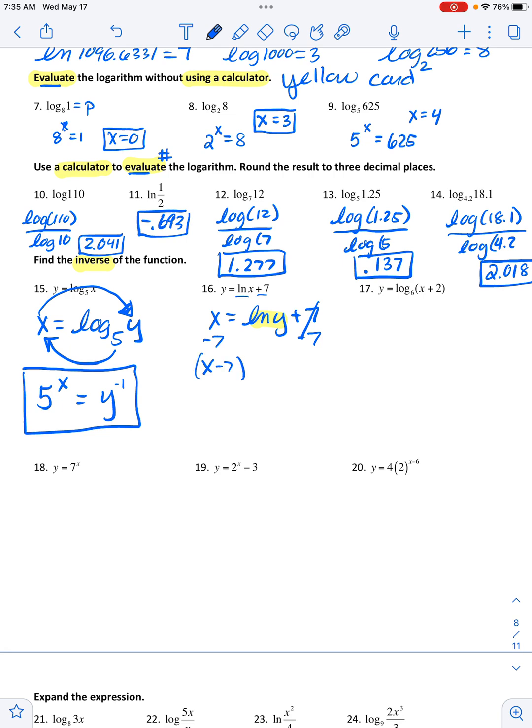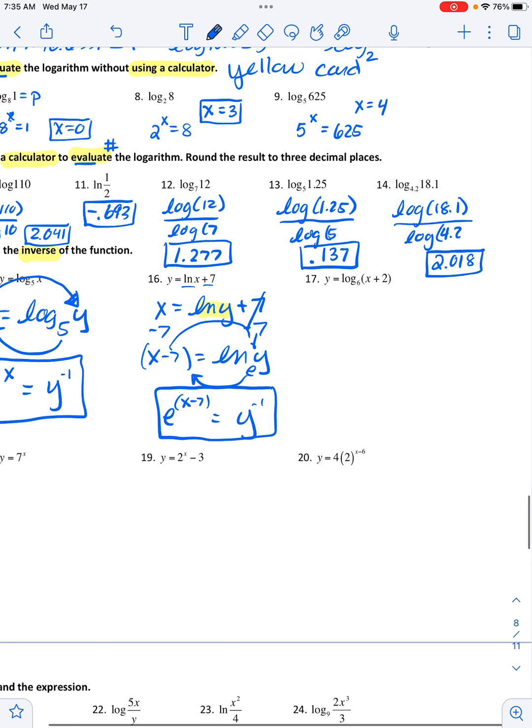So now these are kind of working together. And then now I have the log. Whenever you're stuck with a log, change to a power. Stuck with a power, change to a log. So this has an invisible base e, so it would be e to the x minus 7 power, and that would equal y. And since y is what I'm looking for, I am done. And I have the e base that I thought I would have, and I have the -7.